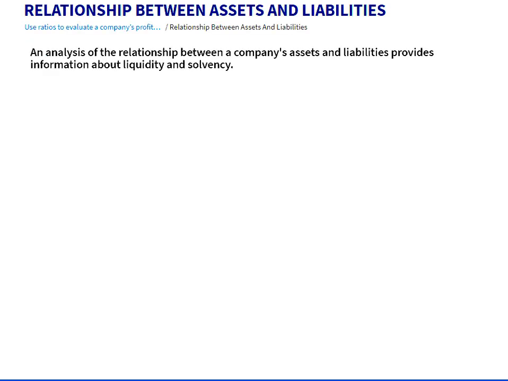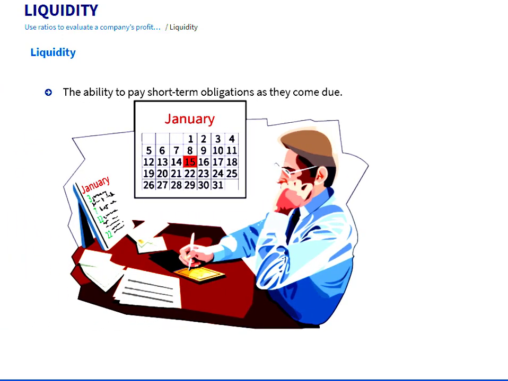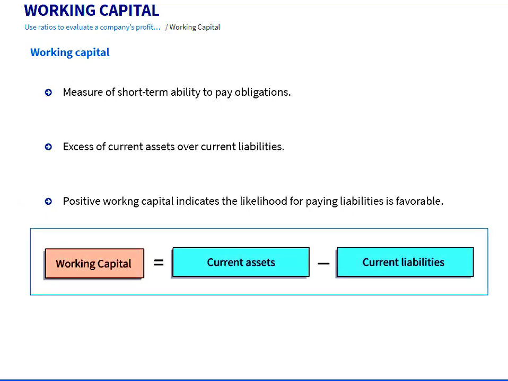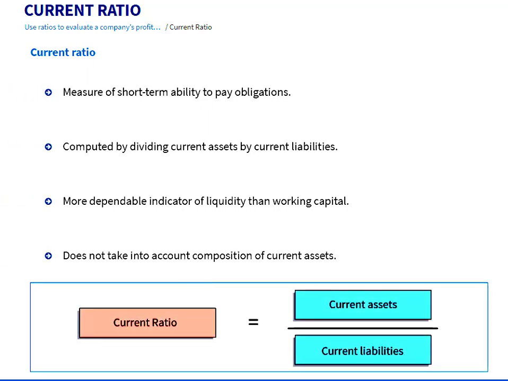An analysis of the relationship between a company's assets and liabilities can provide users with information about the firm's liquidity and solvency. Liquidity refers to a company's ability to pay short-term obligations as they come due. Working capital is equal to current assets minus current liabilities. Current ratio is equal to current assets divided by current liabilities.